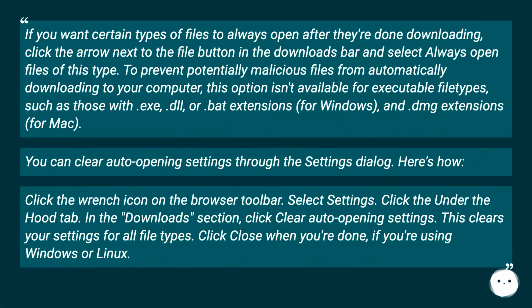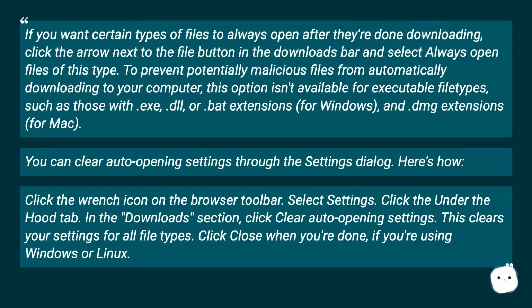If you want certain types of files to always open after they're done downloading, click the arrow next to the file button in the Downloads bar and select "Always Open Files of this type." To prevent potentially malicious files from automatically downloading to your computer, this option isn't available for executable file types, such as those with .exe, .dll, or .bat extensions for Windows and .dmg extensions for Mac. You can clear auto-opening settings through the Settings dialog.